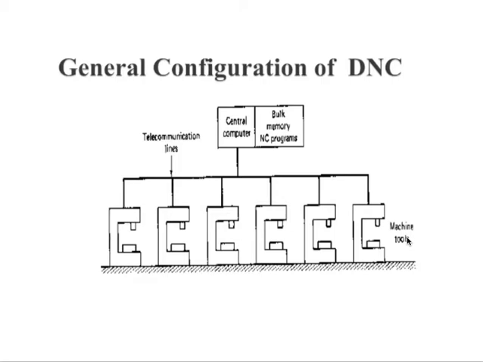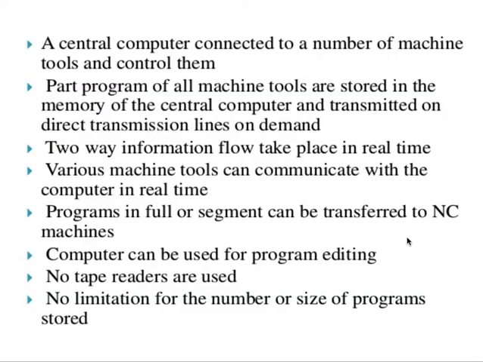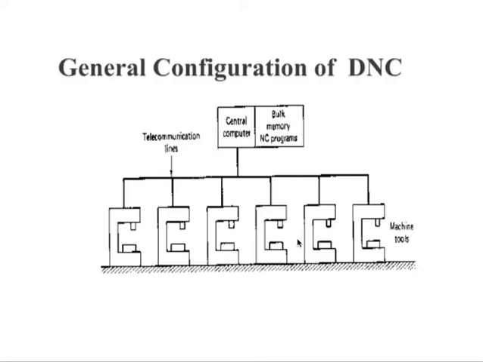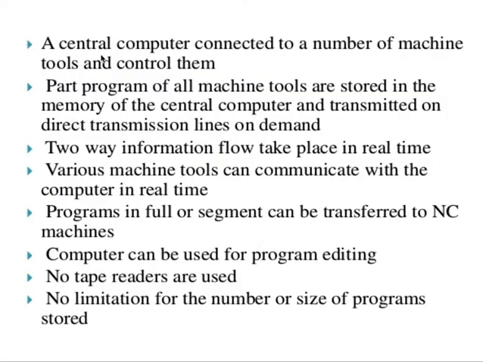If you see here, the central computer is connected to a number of machine tools and controls them. The part programs of all machine tools are stored in the memory of the central computer and transmitted on the direct transmission line on demand. The two-way information flow takes place in real time. The various machine tools can communicate with the computer in real time as well.